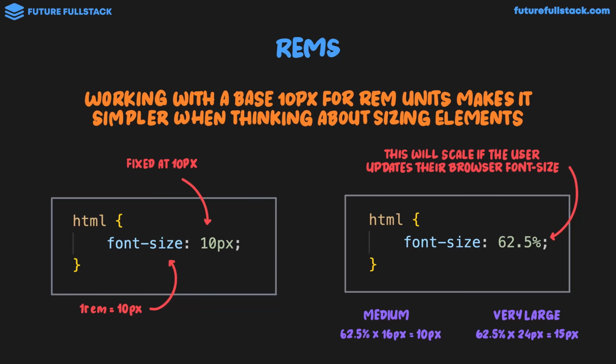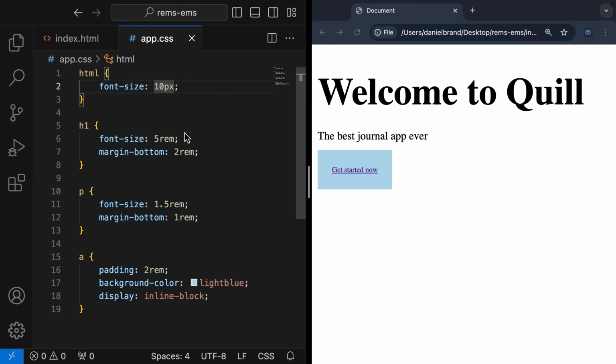Again, the 24 pixels comes from the very large font size. So by using 62.5% for the different font sizes in the browser, we're multiplying each of them so that if someone were to go change their browser font size, everything still scales nicely. So let's go and update that inside VS Code. I'm just going to change our 10 pixels to 62.5%.